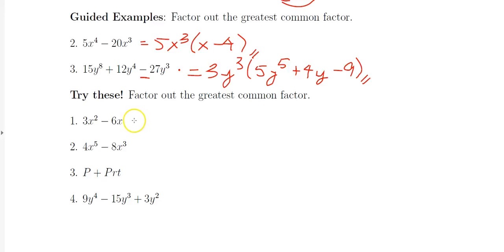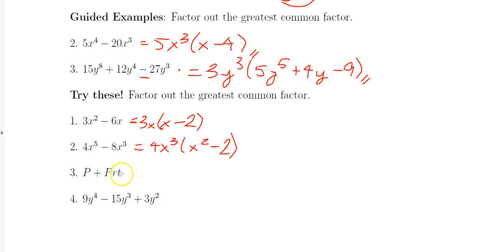So in the first try this problem, we have a common factor of 3x. So we can write this as 3x times x minus 2. And in the second problem, I see that 4x cubed is a common factor, the greatest common factor. So 4x cubed is multiplied by x squared minus 2.